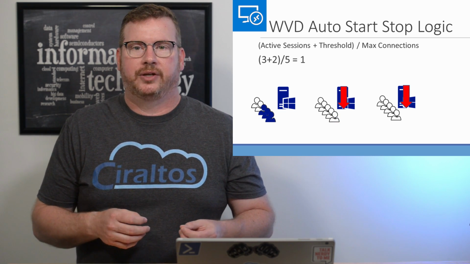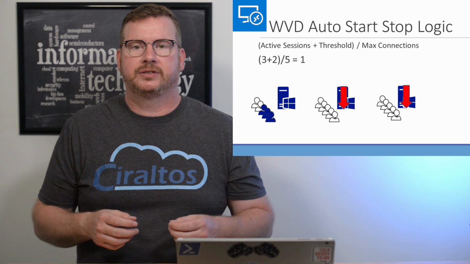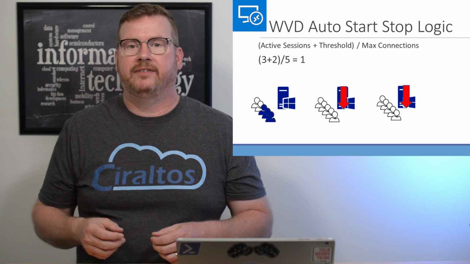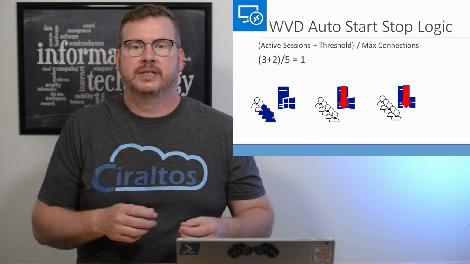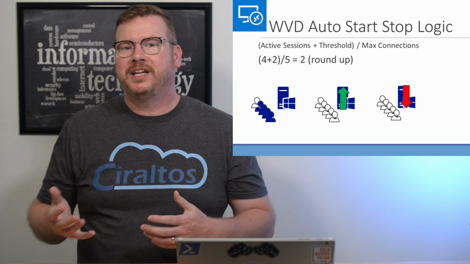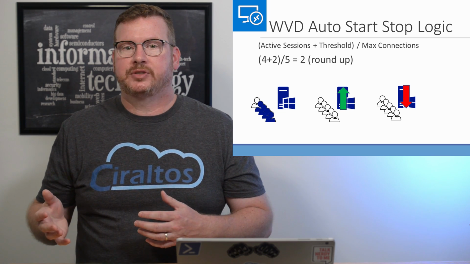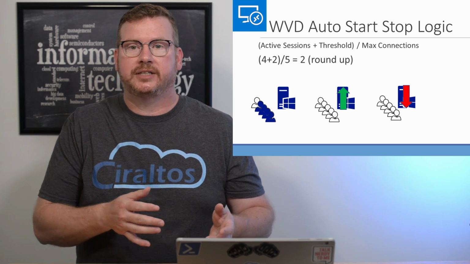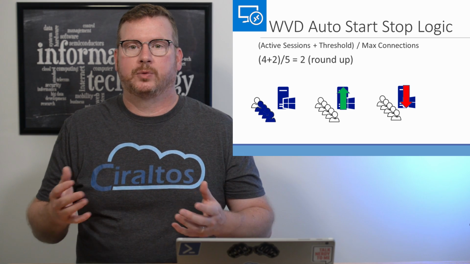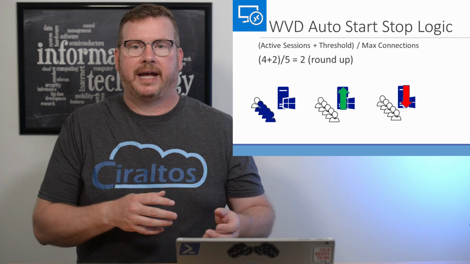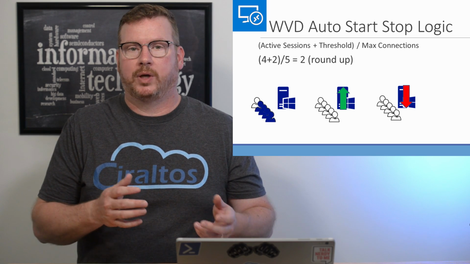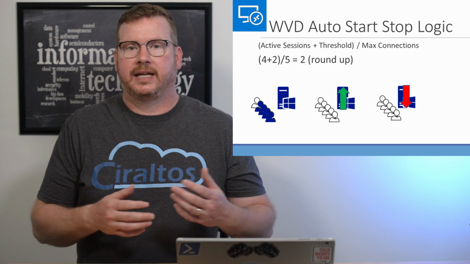We have 3 session hosts, 3 users logged into the first, with a 2 session threshold and 5 connection max per host. The other servers are powered off. 1 additional user logs in. Now there's only 1 available session. The next time the script runs, it will calculate 4 active sessions. The 2 session threshold equals 6. With a 5 session max, 6 divided by 5 equals 1.2. That gets rounded to the next whole number.